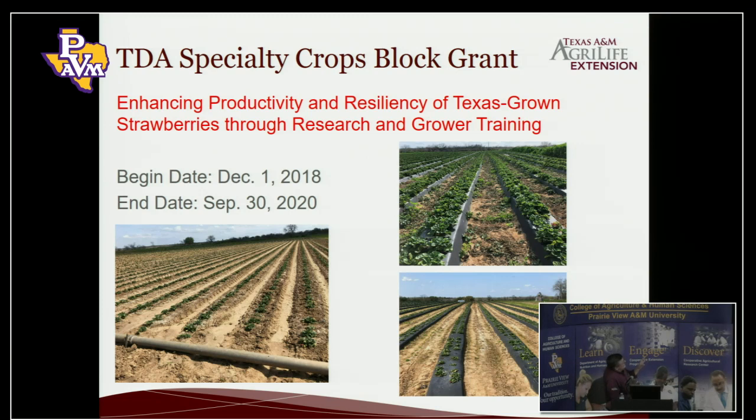This grant began in 2018 and ends this September. We're trying to increase the productivity and resiliency of Texas-grown strawberries, because we have more acreage than Alabama, I can say that. We have about 250 acres, and it is steadily, slowly increasing. There are more growers, but they're starting out small.